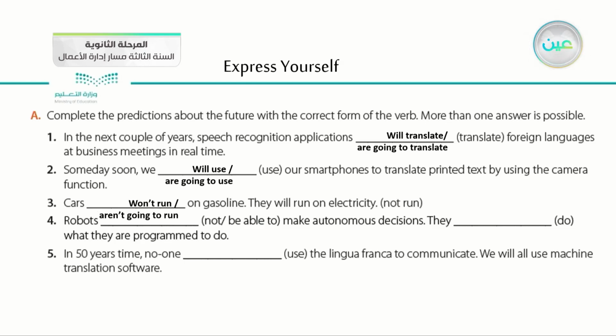Of course, it will not run and aren't going to run. So this is actually the best answer, or the correct answer. Very good, guys. Good job. Let's go over the fourth one, which is: robots will not be able to make autonomous decisions.